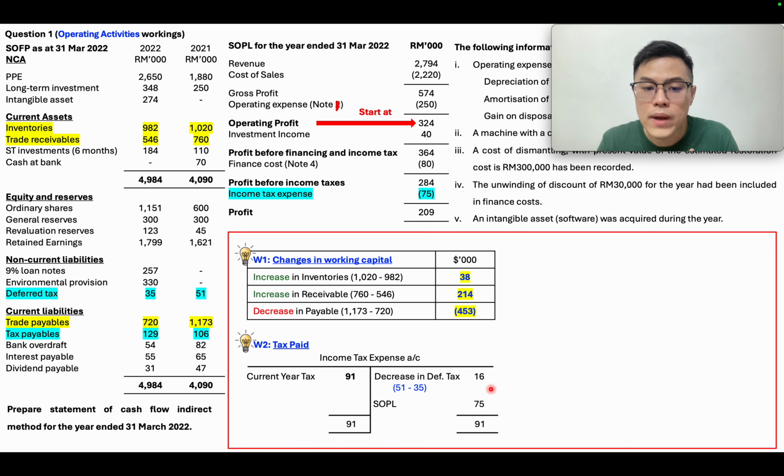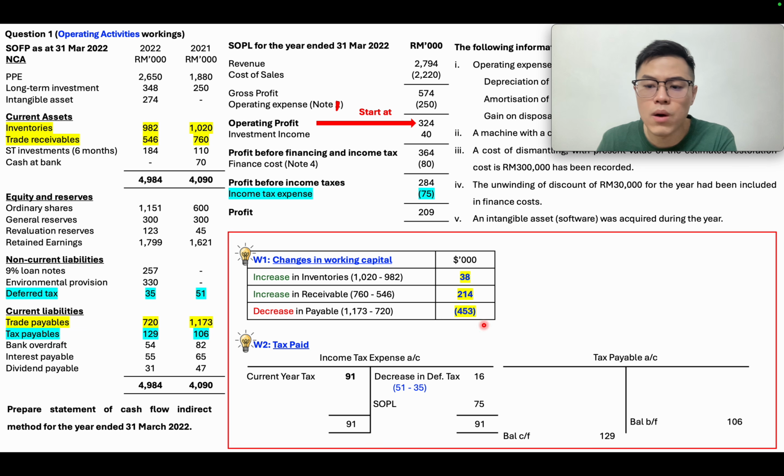So that's why we are trying to use this T account to move backward, exclude it out, to find our 91,000, which is our current year tax for the year. And the second stage, this is also not our tax paid because we have been owing income tax 106 at the beginning and at the end 129. So let's calculate tax payable.